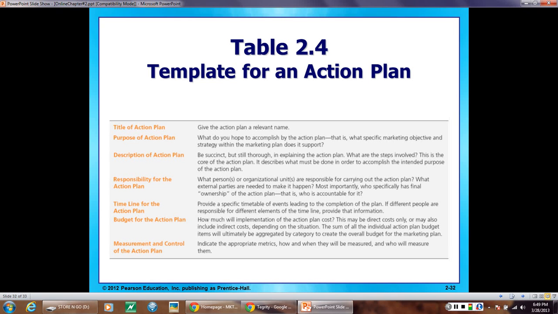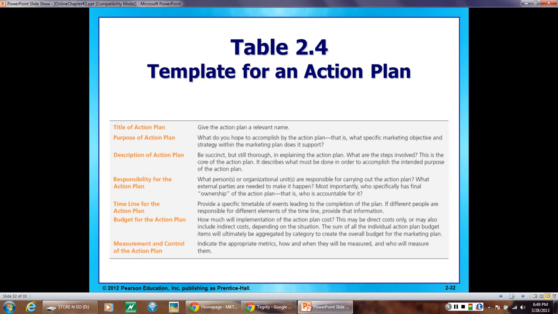Here's a template for an action plan. This is the kind of thing it might look like. What is this action plan? What's the purpose? Describe it. Who's supposed to be doing it? Have a timeline. Have a reasonable timeline. Here's your budget. Don't forget that budget. And then measurement and control of the action plan. These are all the pieces that go into a marketing plan.